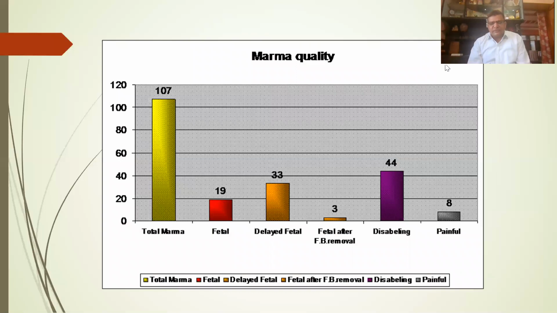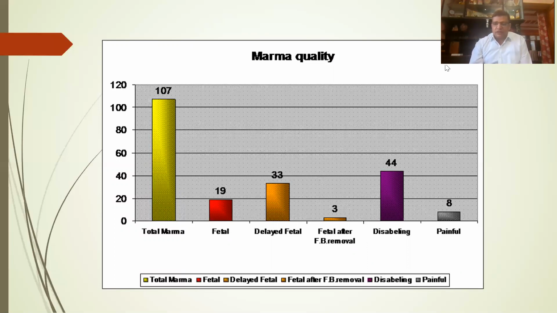Now, Marma quality-wise, the total Marma points are 107. The fatal ones are those where, if injury happens at those points, immediate death occurs. That is known as Sadhya Prana Har Marma, as you all know. And 33 are delayed fatal, that is, death occurs after some time, and that is explained as Kalantar Prana Har Marma. While the ones that are fatal after foreign body removal are known as Vishalyagna Marma.